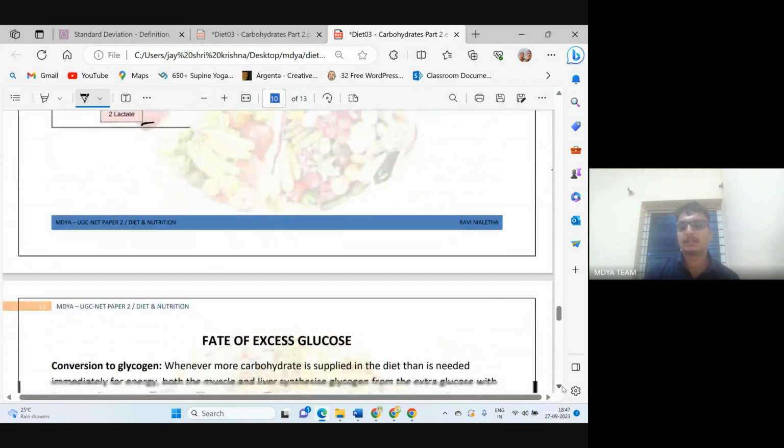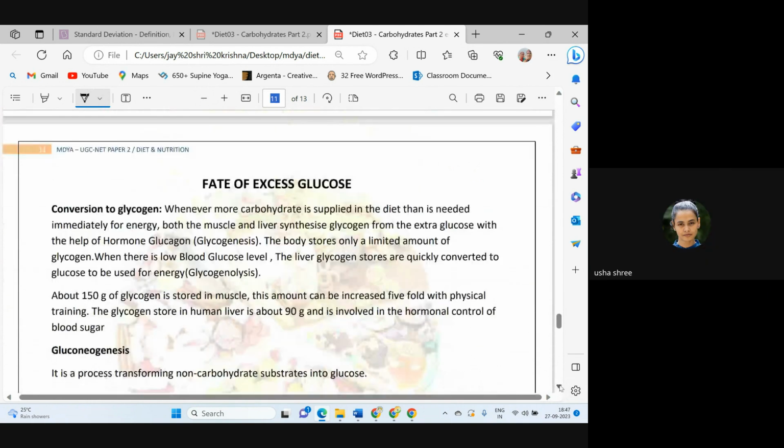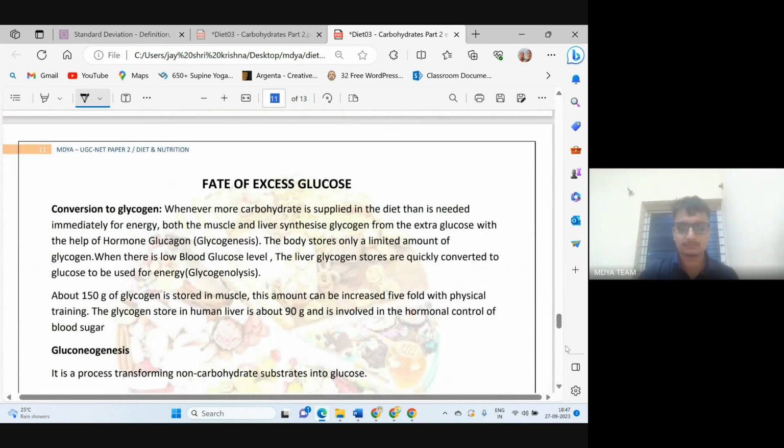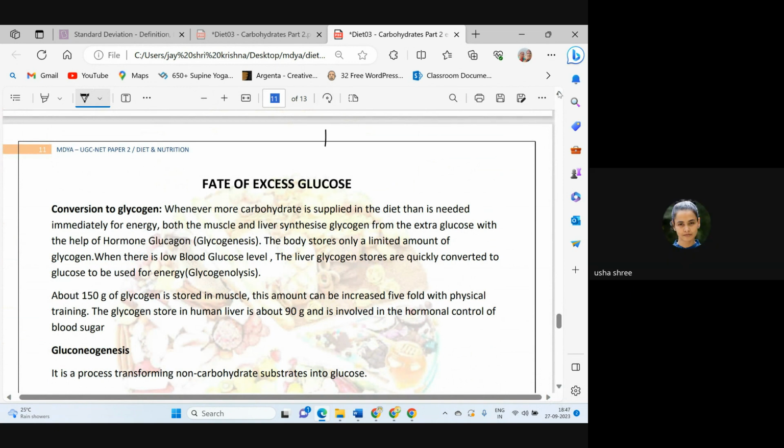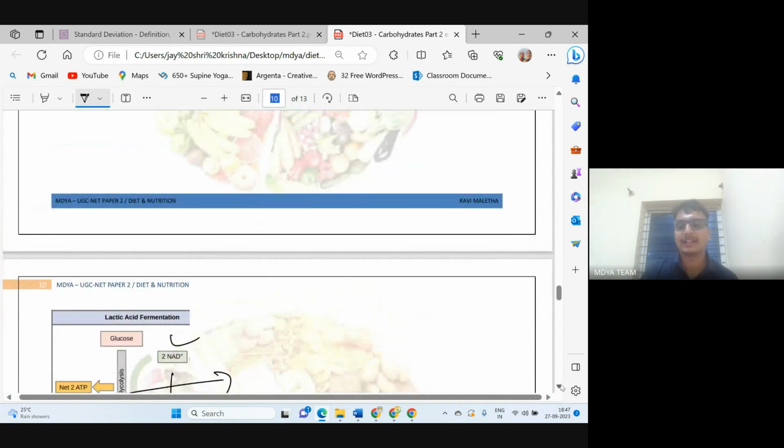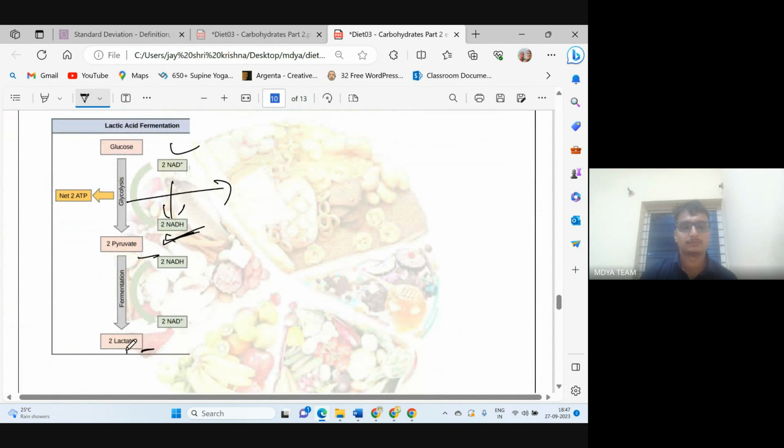Okay, these are two important terms. Lactic acid, what is that? Lactate. Yes, lactic acid is also known as lactate. From one pyruvate, there is formation of one lactic acid or lactate. From 2 pyruvate, there is production of 2 lactate or lactic acid.